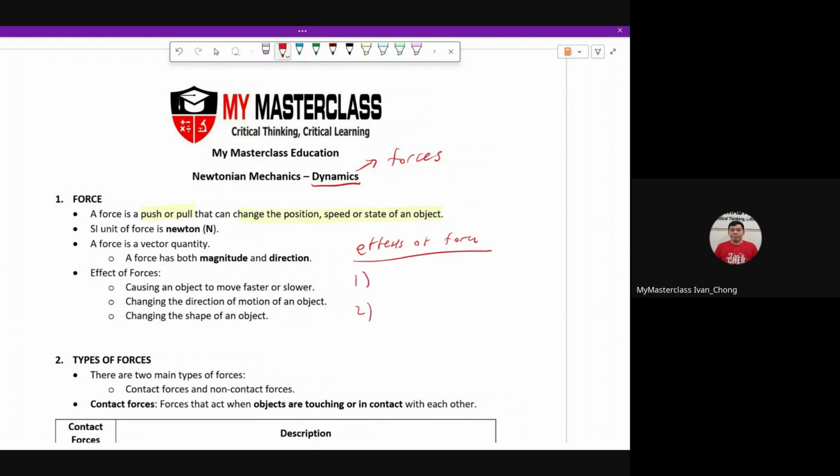There are 3 of them. This one allows you to change your speed or your motion. You can change the direction. You can also change the shape and size of the object. Okay, so this is dynamics.